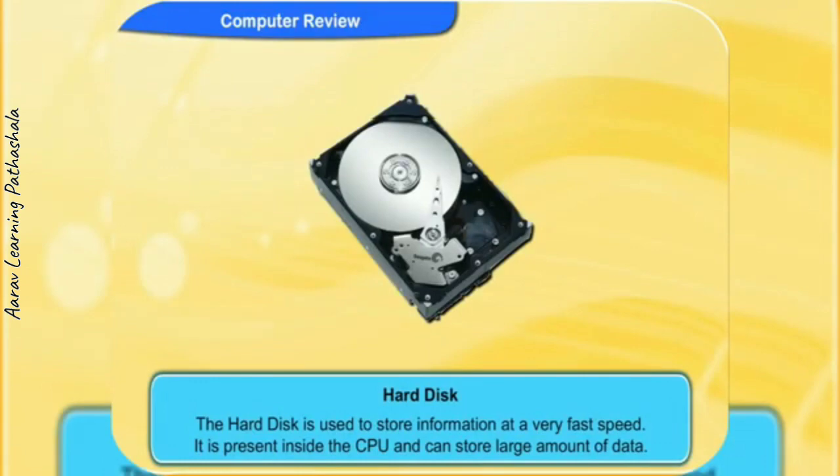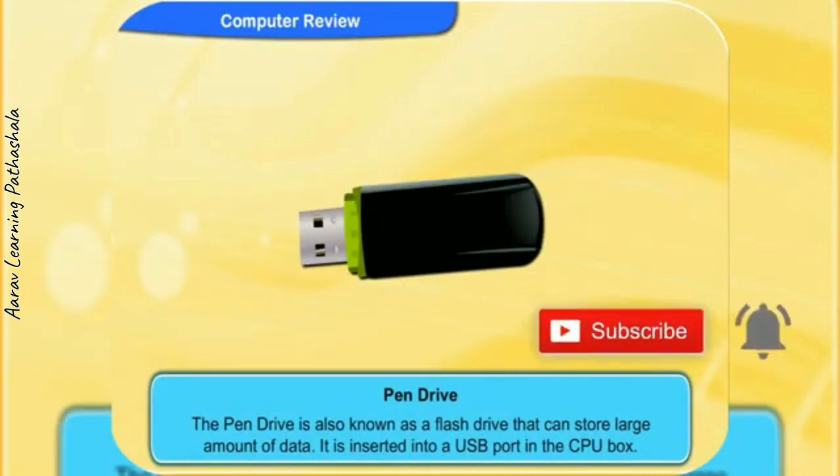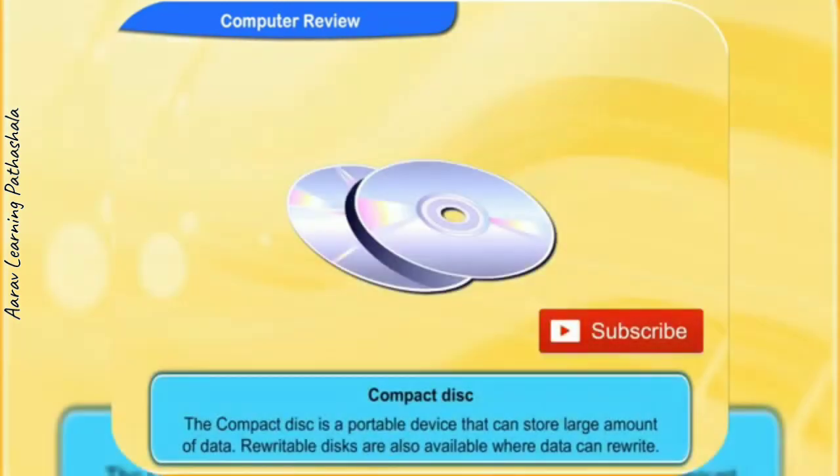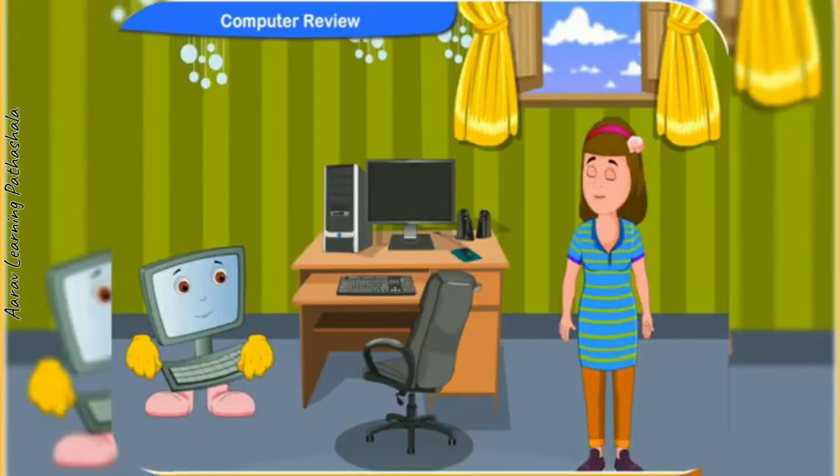The hard disk is used to store information at a very fast speed. It is present inside the CPU and can store large amount of data. The pen drive is also known as a flash drive that can store large amount of data. It is inserted into a USB port in the CPU box. The compact disc is a portable device that can store large amount of data. Rewritable disks are also available where data can be rewritten.